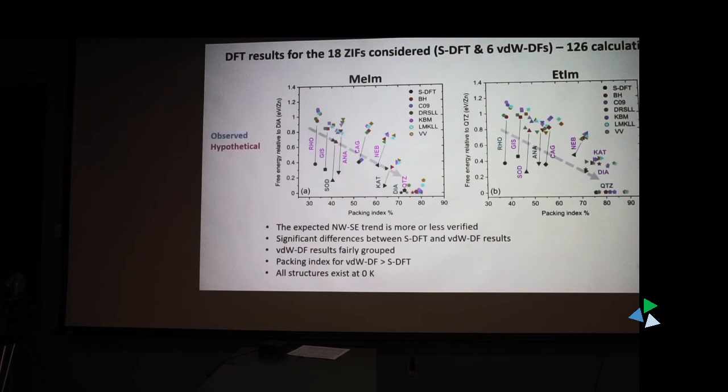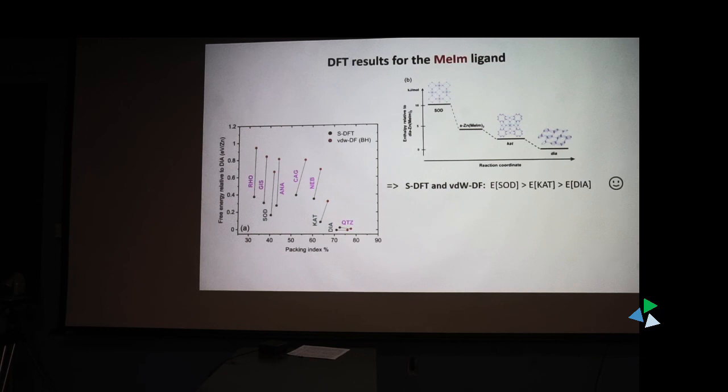Okay, so now I'm going to analyze these results more closely. And instead of considering the six van der Waals calculations, I will consider only the red one, the BH, because it gives the best agreement with the experimental data. Okay, so this is exactly the same picture, but only with the BH van der Waals functional. And here I reproduce the experimental result.